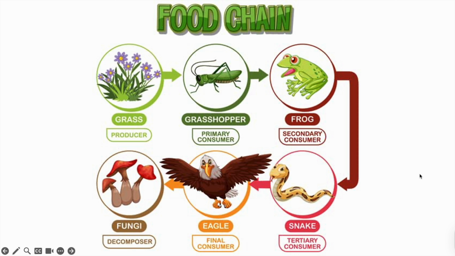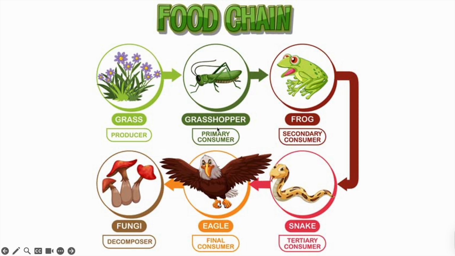Now let's take a look at our food chains. What is a food chain? A food chain is the flow of energy, right, from your producers all the way to your decomposers, or sometimes your final consumers. So let's take a look here. Here we're going to start off with grass. That's the producer. It gets its energy from the sun. Your producers get their energy from the sun, okay?